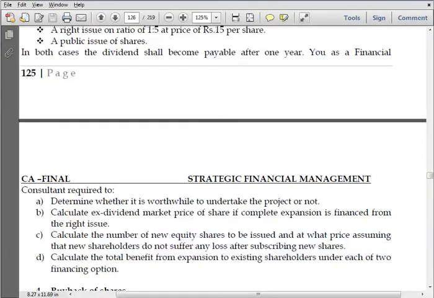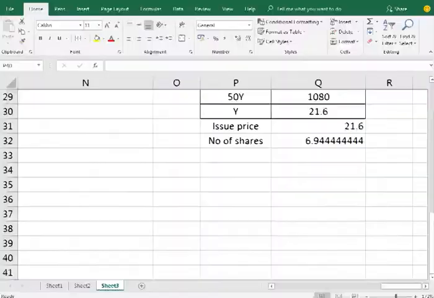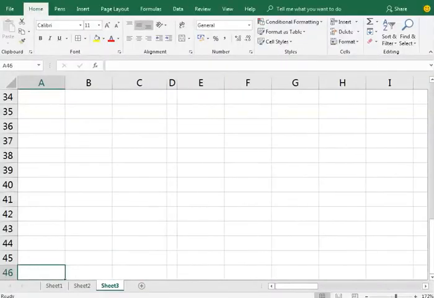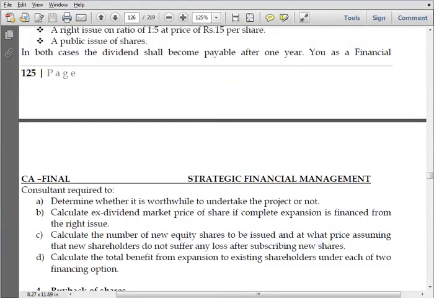Now the last part says calculate the total benefit from expansion to existing shareholders under each of the two financing options. Listen for something. The requirement is the benefit from expansion. It's not the benefit from the financing. A rights issue or a public issue cannot lead to any wealth increase. What can lead to a wealth increase is only a project.